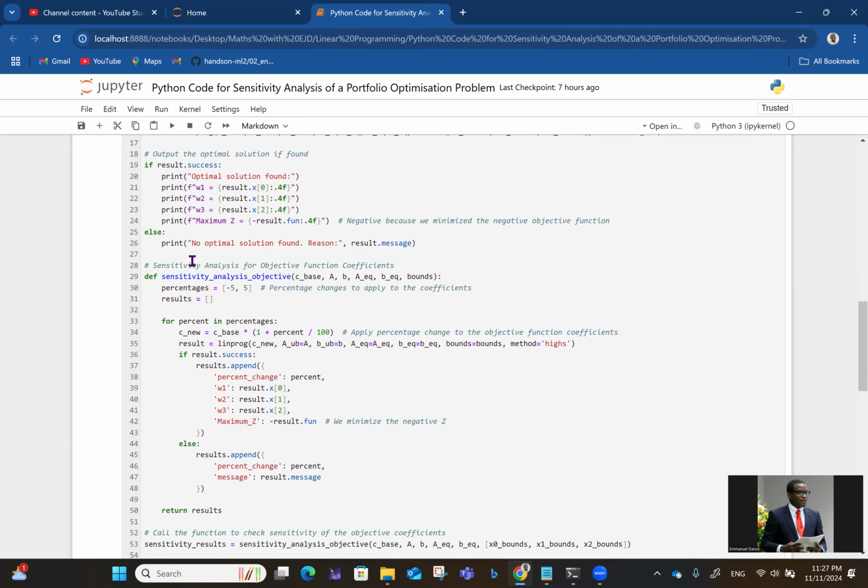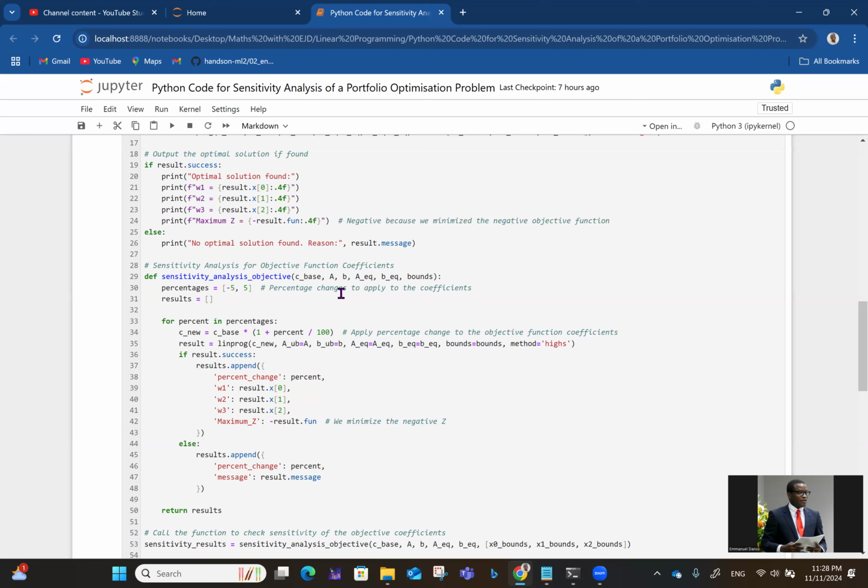Then from line 28, what we are now doing are the sensitivities. So we now have defined the sensitivity analysis objective. We have the C base, we have A, B, and all those things. And then we have the percentages. So we have -5, that's a 5% decrease, whatever we want it to decrease by, like a percentage change to apply to the coefficient.